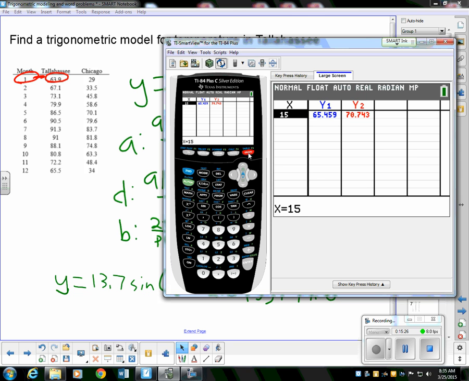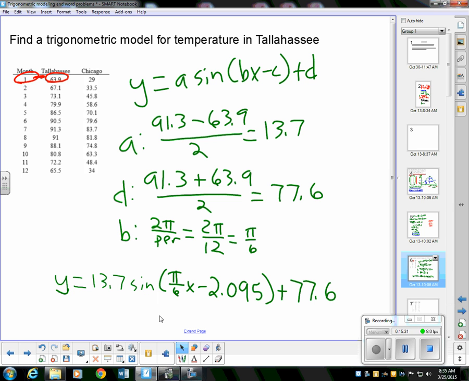So this video was to show you how to work this out by hand, finding A, B, C, and D. That is going to come in handy when we do some other word problems. So I hope you found this helpful.